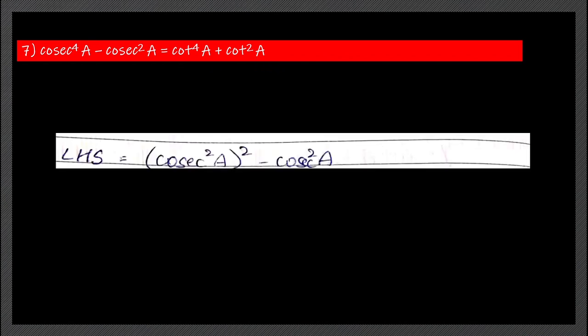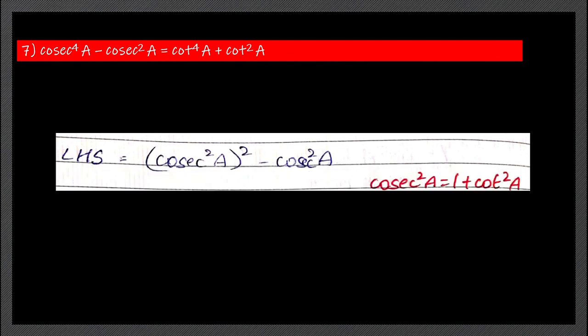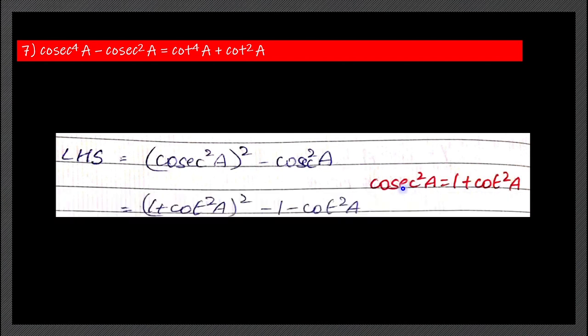First question we have is cosecant to the power of 4a minus cosecant to the power of 2a equals cot to the power of 4a plus cot square a. So here we will take the LHS and start solving. Cosecant square a the whole square minus cosecant square a. So we know that cosecant square a equals 1 plus cot square a. So wherever cosecant square a is given, they're all 1 plus cot square a.